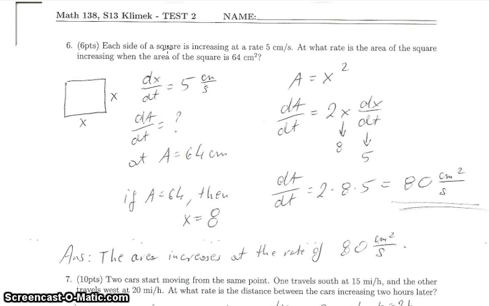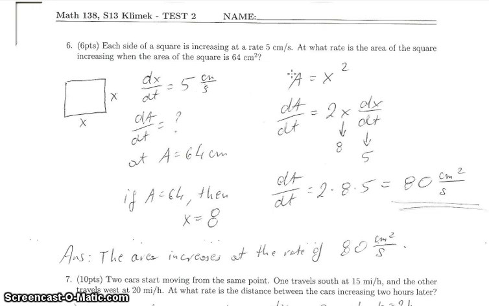The problem says that each side of the square is increasing at the rate of 5 centimeters per second, which means that the derivative of x with respect to t is 5 centimeters per second. We have to find at what rate the area of the square is increasing, so what the derivative of the area with respect to time is, at the time when the area of the square is 64 square centimeters. Oh, I forgot a little square here. So if the area is 64, then the side of the square is going to be 8 at that point, right?